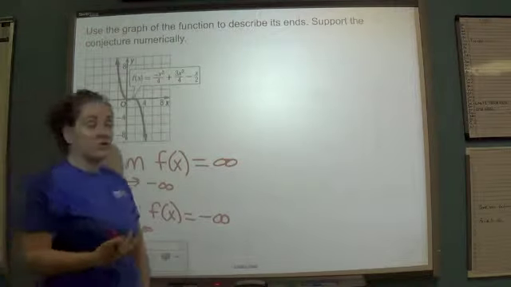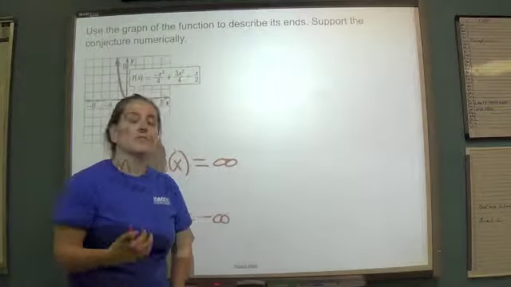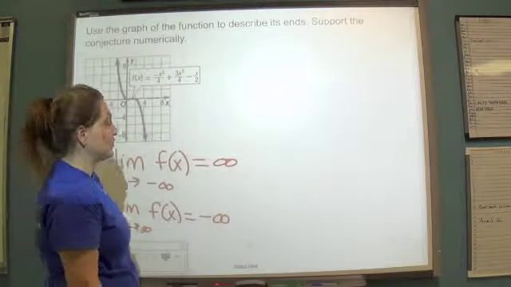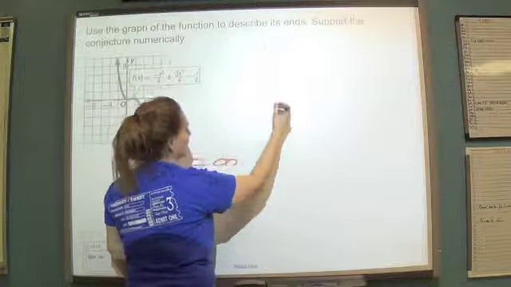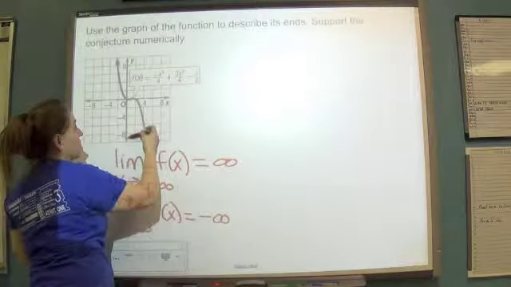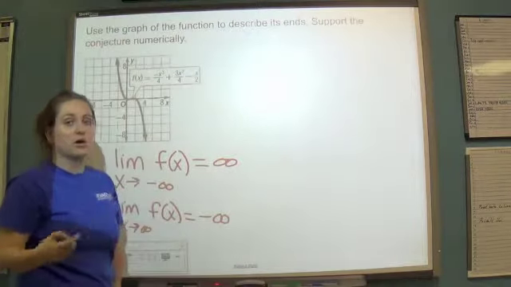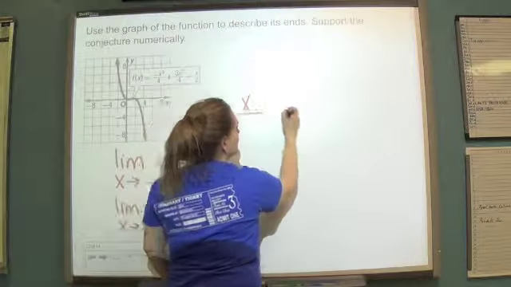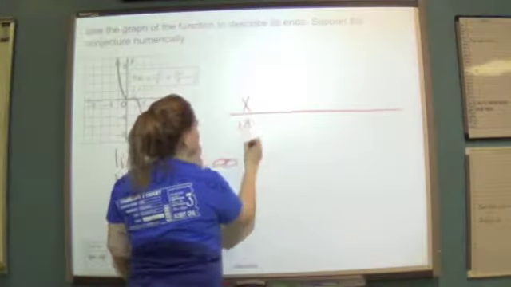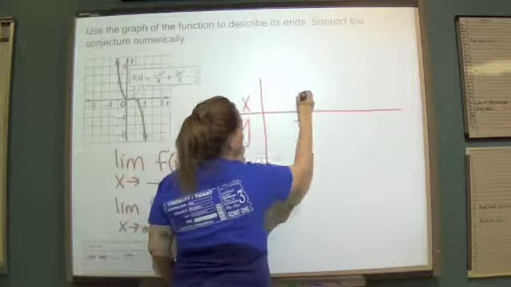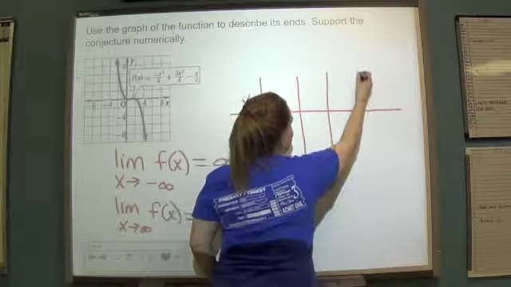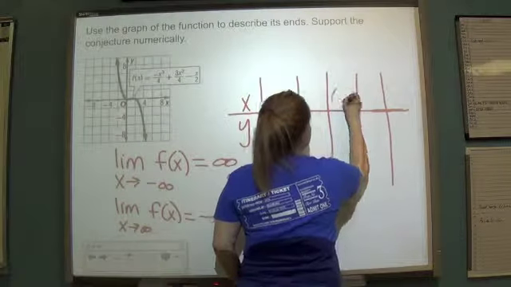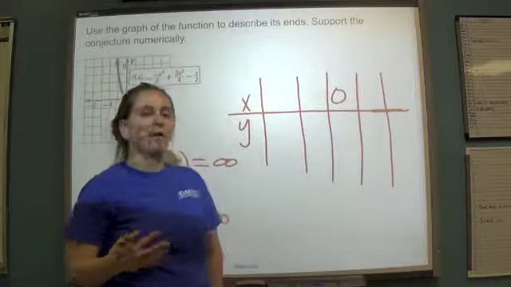Well, that's just by looking at the graph. Now, we can support this numerically by using a table of numbers. So what we're going to do first is look at negative infinity, and we're going to use 0 as our middle part. So I'm going to make my table of numbers. I think the hardest part is just coming up with the numbers.